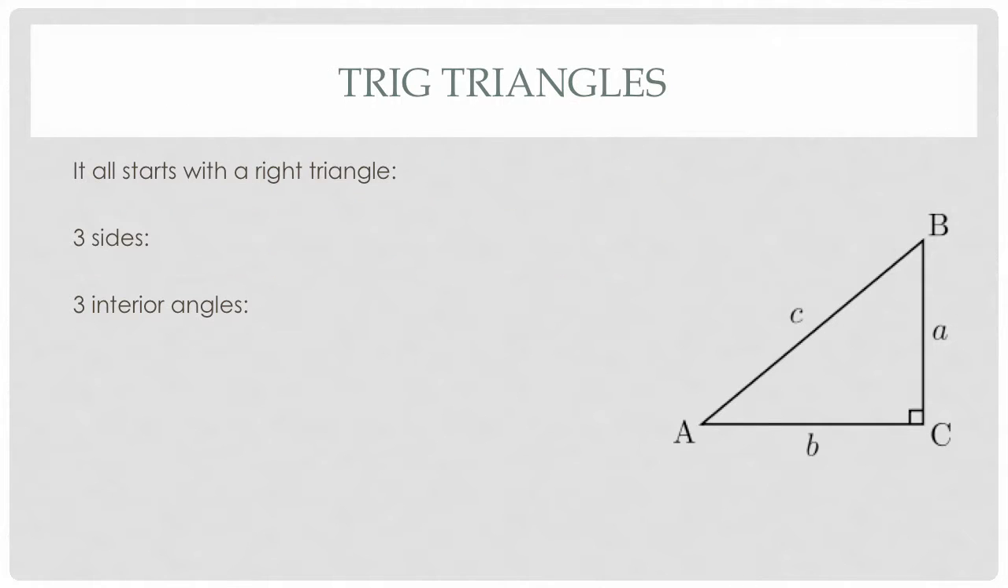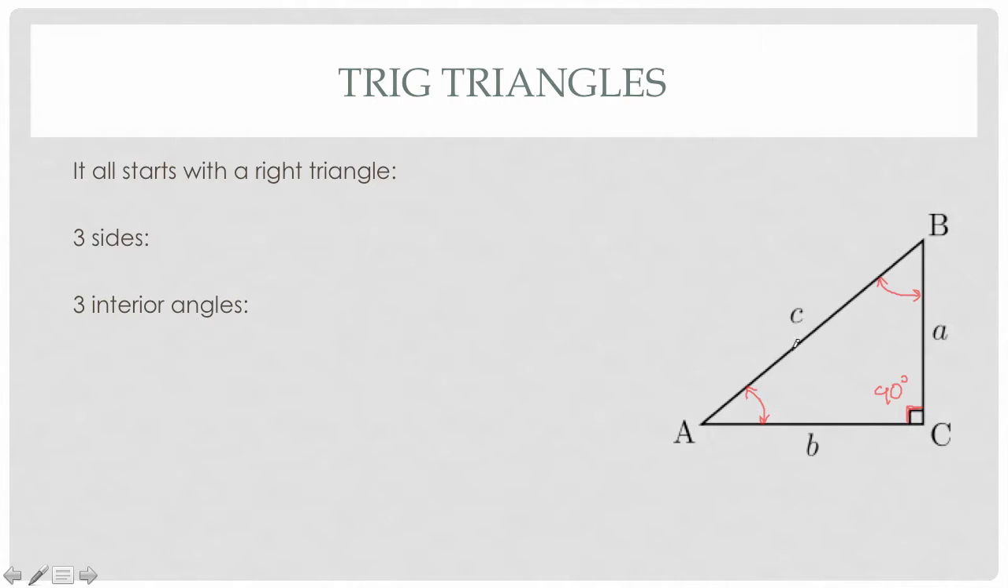Let's dig into what trigonometry is about. It starts with a triangle. That's where you start, trig triangles. Every triangle obviously has 3 sides, and it's got 3 interior angles. As we're working with trigonometry, we're going to be working with right triangles. So you see this little symbol right here. It means you have a 90-degree angle, which means you also have this angle right here, and you have this angle right here.